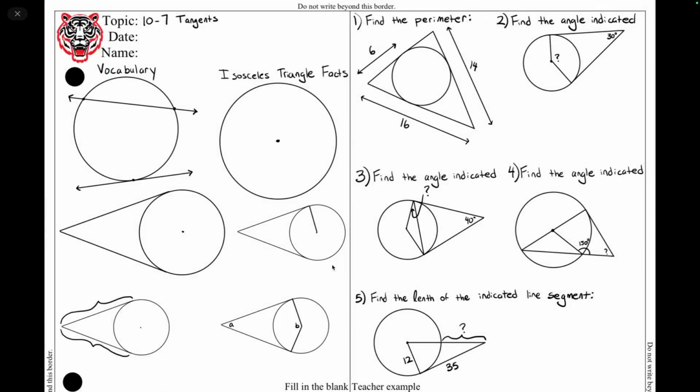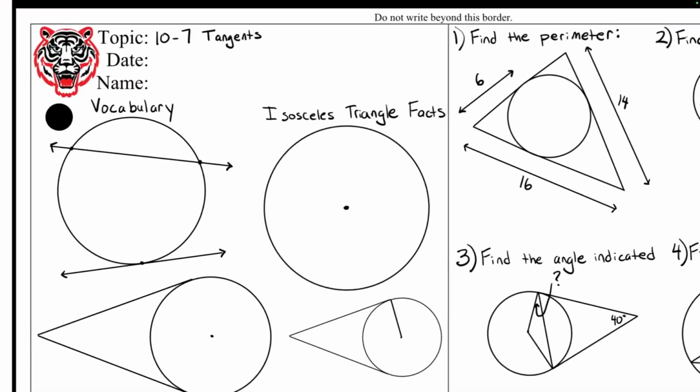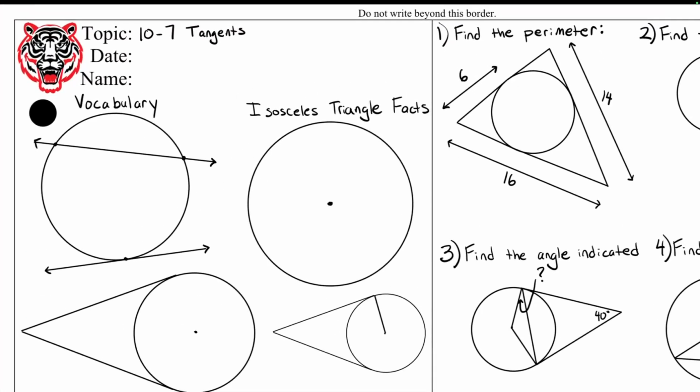All right, we are in geometry. We are in lesson 10-7. We're talking about tangents. So let's go ahead and do the date for today. The date today is the 18th of March, 2025.